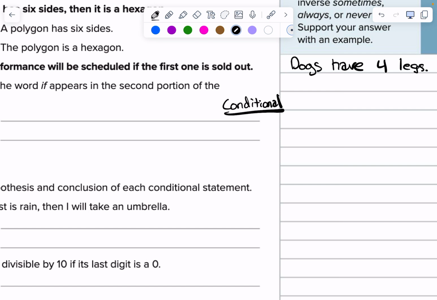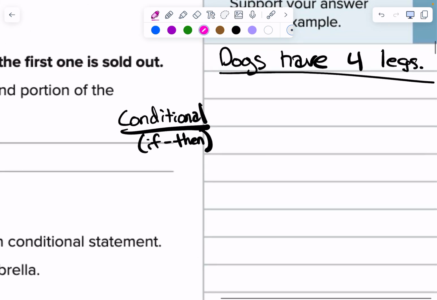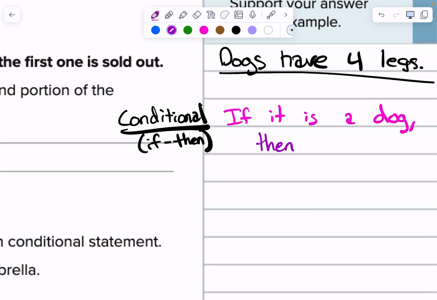Conditional, okay? And a conditional, like if your mom gives you a condition, like you can only do this under certain conditions. A conditional statement is if something happens, then something happens, right? Like if you clean your room, then you can go out on the weekend. So conditional is if-then. When they say write a conditional statement, that's what they mean. So how do I put dogs have 4 legs into if-then form? If it is a dog, then it has 4 legs.